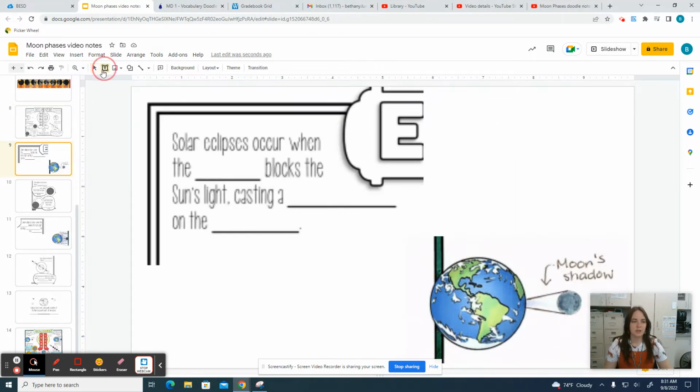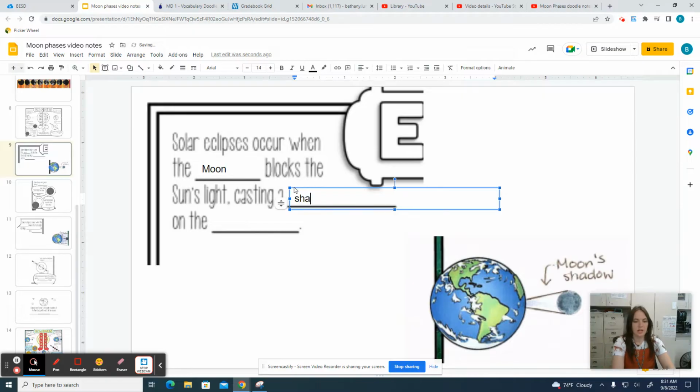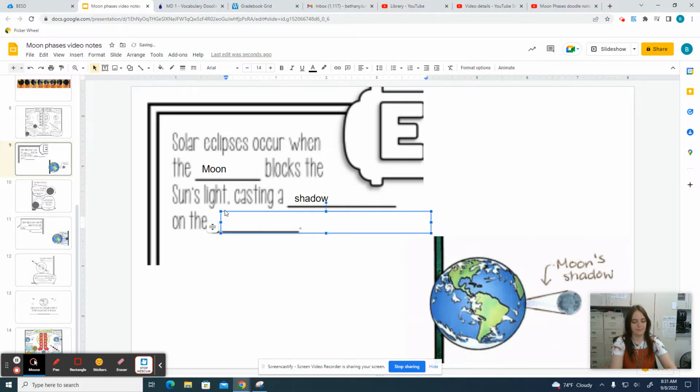Solar eclipses occur when the moon blocks the sun's light, casting a shadow on the earth. So go ahead and fill those blanks in on your own paper.